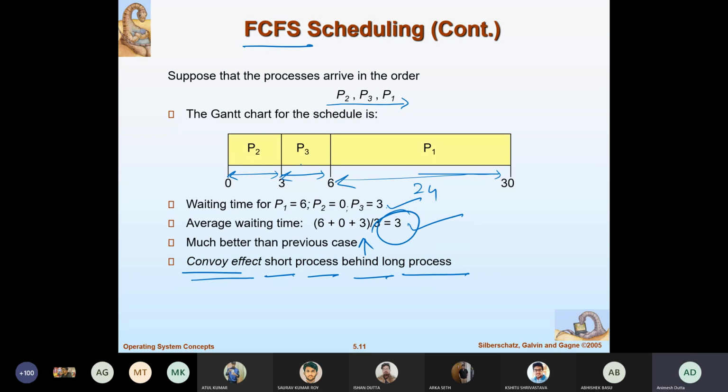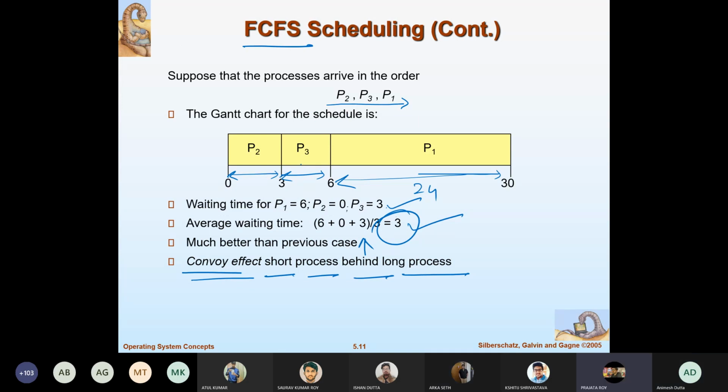Have you seen a convoy? Convoy of the prime minister, convoy of a minister, or convoy of a big political party? Yes, sir. So this is called the convoy effect.